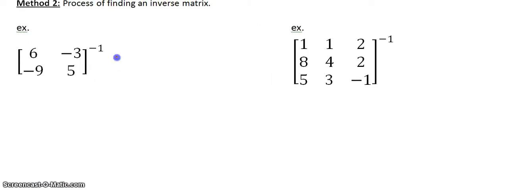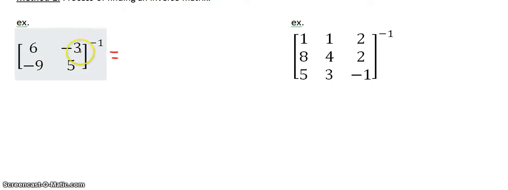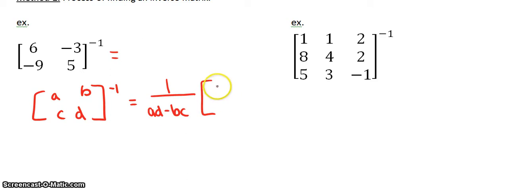Okay, so this is just the procedural process for finding an inverse matrix, starting with a 2 by 2. To find the inverse of this matrix, in general, actually, maybe I should give you a general rule first. Let's say this is matrix A, B, C, D. And I want to find the inverse, which is what that -1 means. In order to do that, you're going to take 1 over AD minus BC, and you're going to multiply it by the matrix D, negative B, negative C, and A.